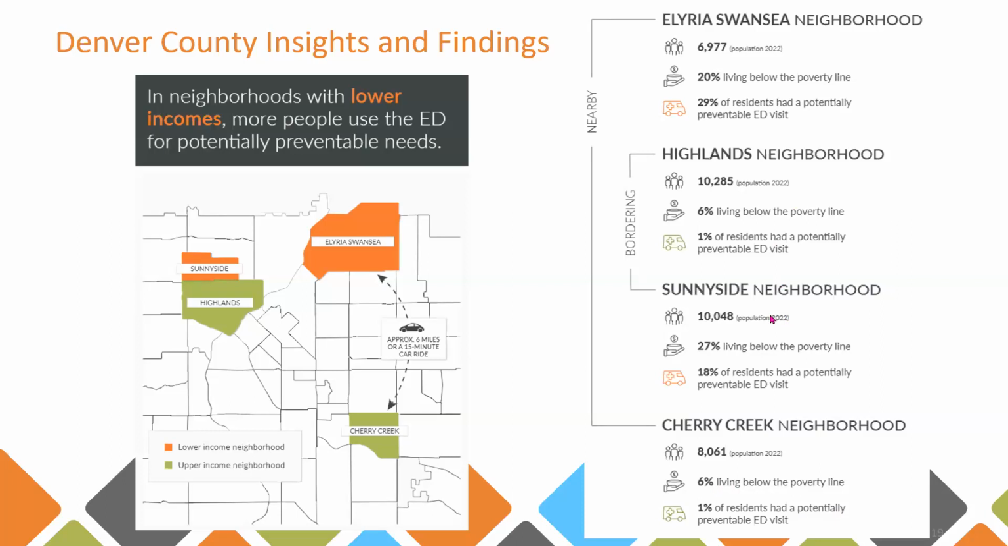Similarly, just bordering Highlands neighborhood and the Sunnyside neighborhood, and in the Highlands, it's changing. Only 6% of folks are living below the poverty line at this point, and 1% had a potentially preventable ED visit, but you just crossed the border there. And a very different story in the Sunnyside neighborhood, where 27% were living below the poverty line, which is closely related to 18% of the people having a preventable ED visit.